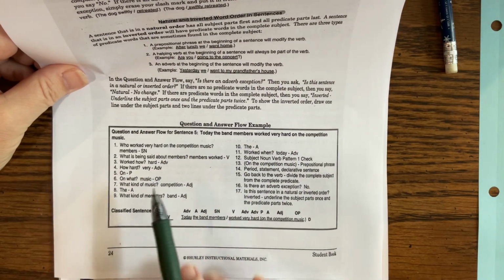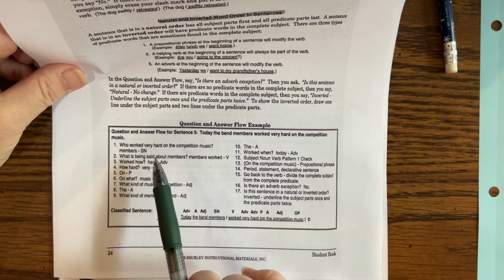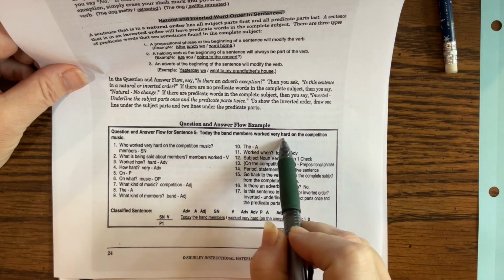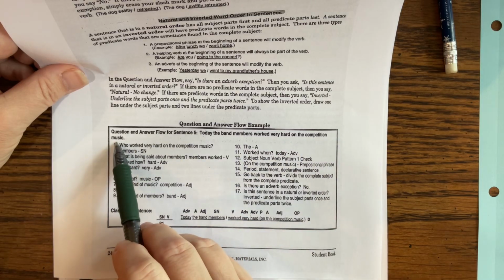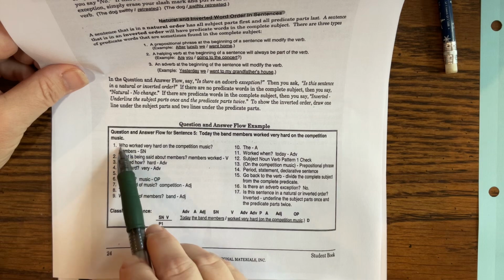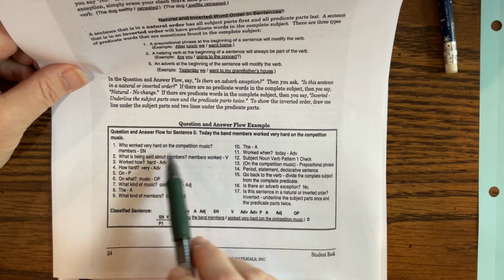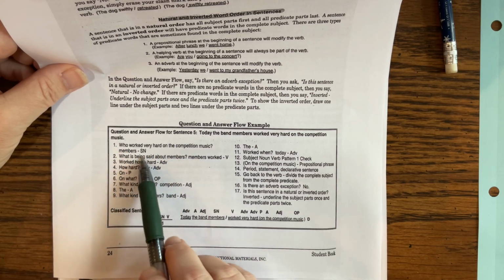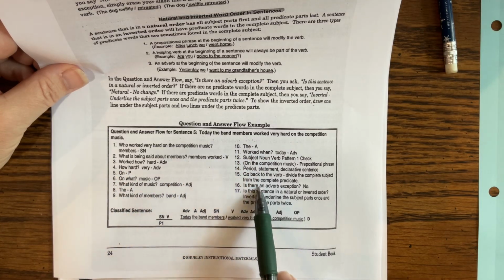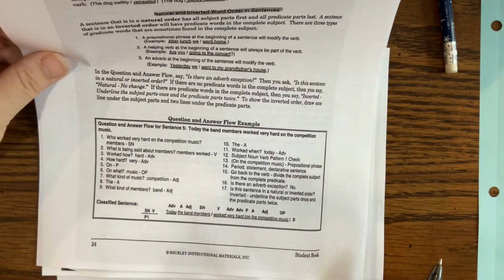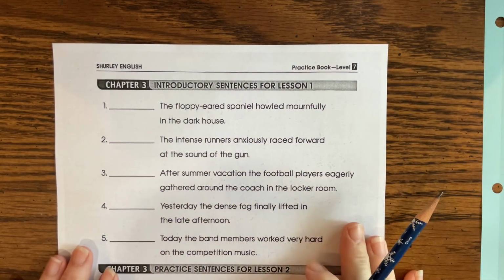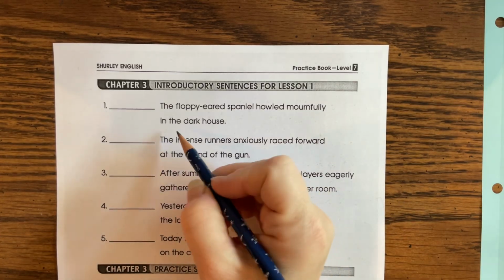Okay, the question and answer flow. If you read this, it has the sentence right here: Today, the band members worked very hard on the competition music. And then it tells you in order, 1, 2, 3, 4, and so on. It's like a script of what you would say as you're classifying the sentence. So you can look at this as a reference and to check. This is an example. I'm going to do some for you that we're following. So let's start with number 1.